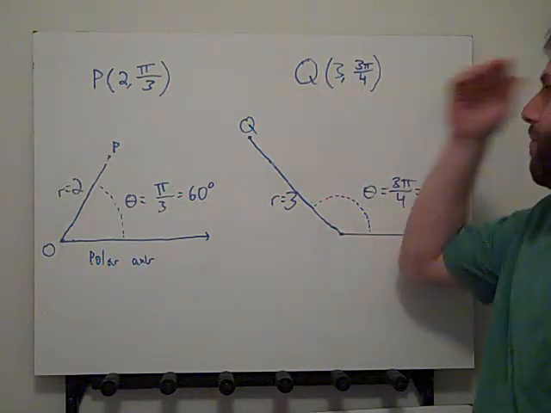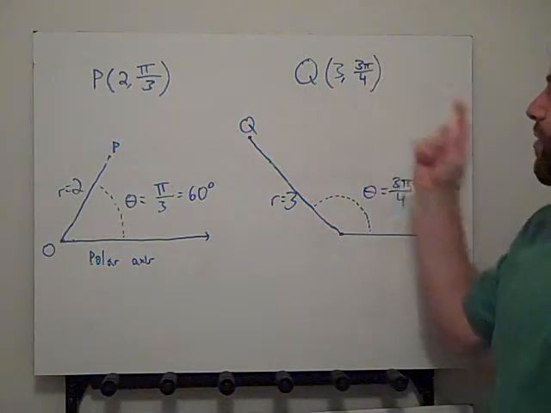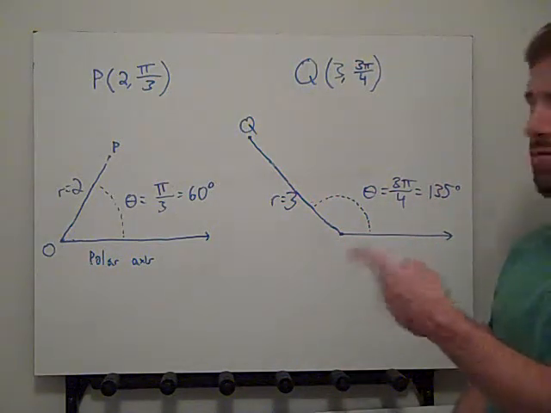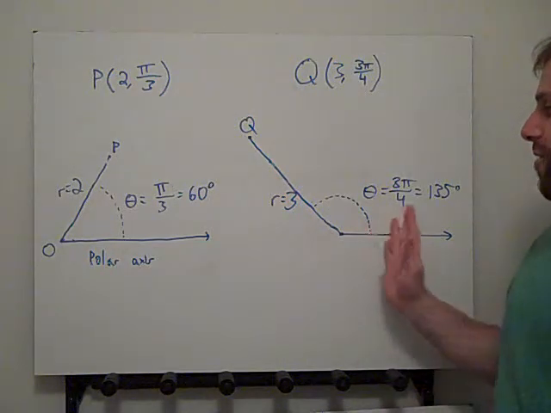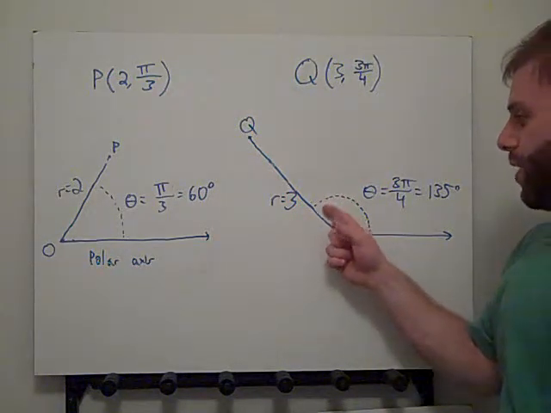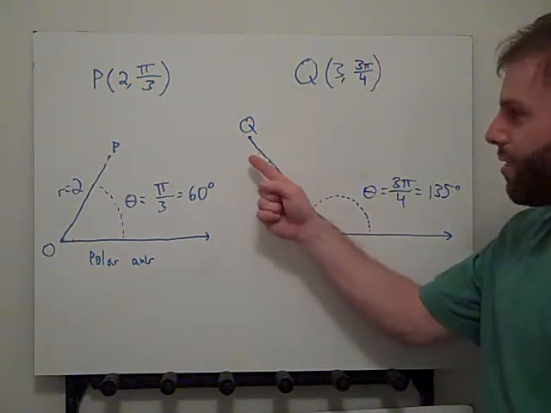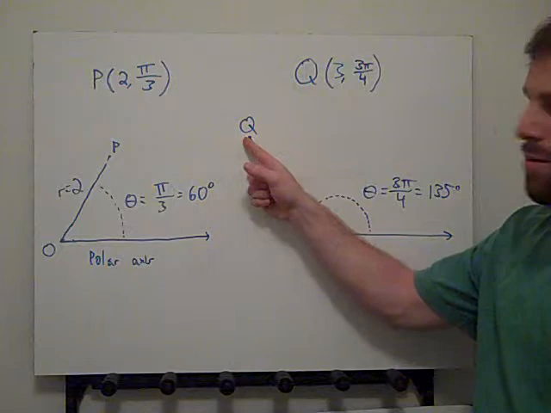With Q, we've got 3 and 3 pi over 4. I know that 3 pi over 4 is 135 degrees. So that line segment is going to be directed at 135 degrees here, and r is 3, so it's going to be 3 units out. So here it is, 3 pi over 4.